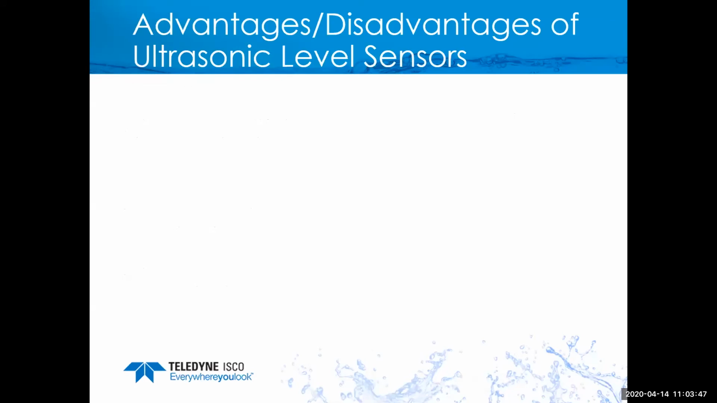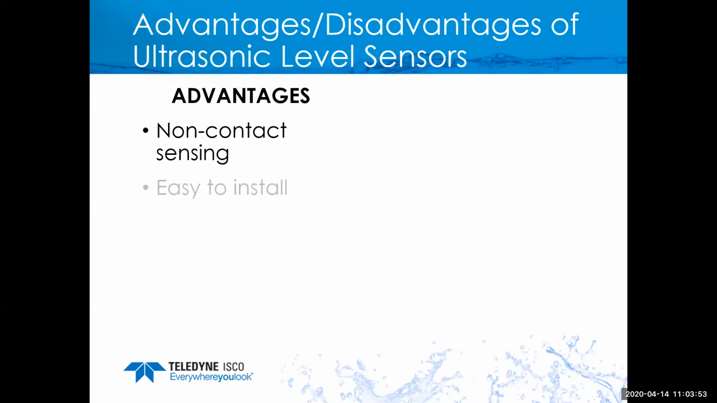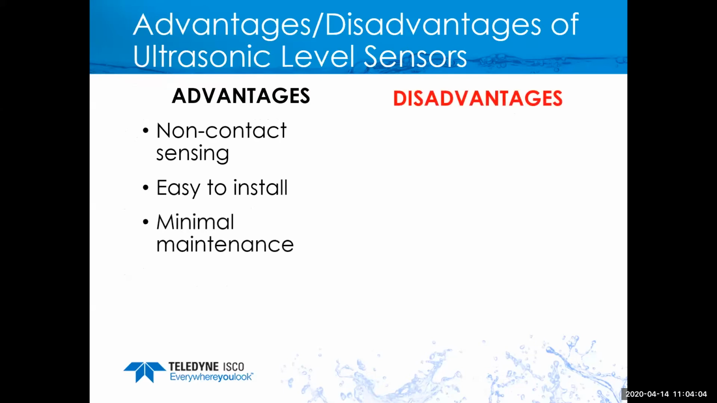Now, what are the advantages and disadvantages of an ultrasonic sensor? The advantages are it's non-contact sensing, which makes it easy to install because you're mounting the sensor above your flow stream so you don't have to stop the flow, which can make that easier to install. And being non-contact provides minimal maintenance. It doesn't mean there's no maintenance. It means there's less maintenance because it's above the flow stream. It's less likely to be affected by debris. However, debris could be in the channel, which could create a problem. So you will need to occasionally clean out your channel.